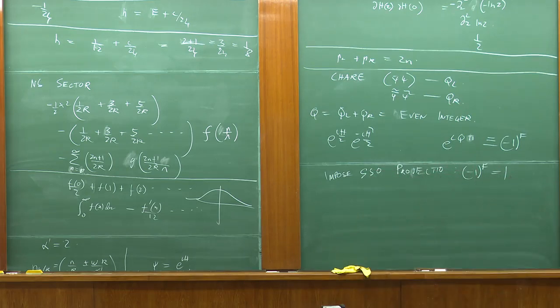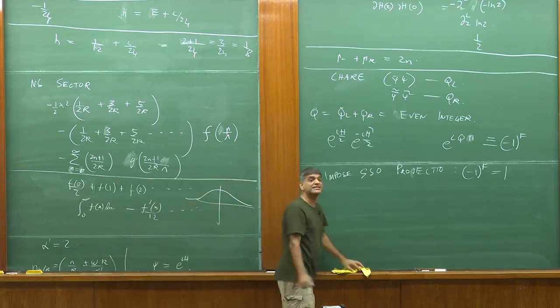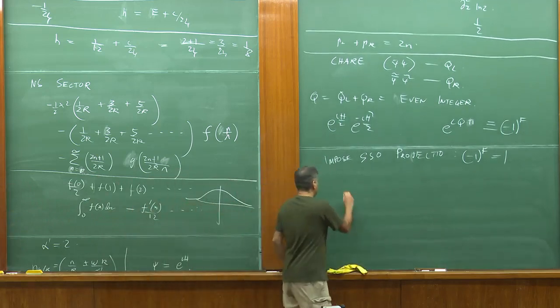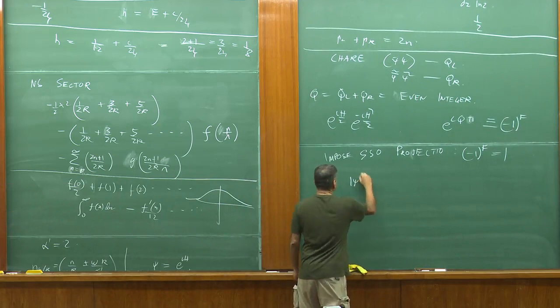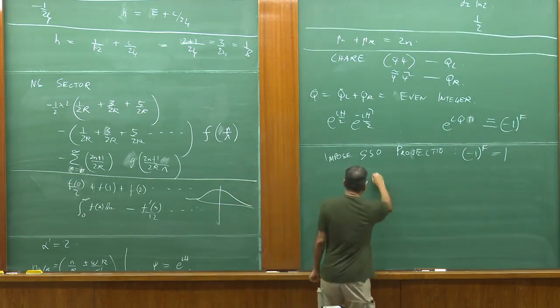Okay? So, in the fermionic theory, we are supposed to impose the GSO projection. Why would there be other states? Because psi and psi bar will always form a pair. Let's look at the NS sector. Let's look at the state psi in the NS sector, psi left and zero right.